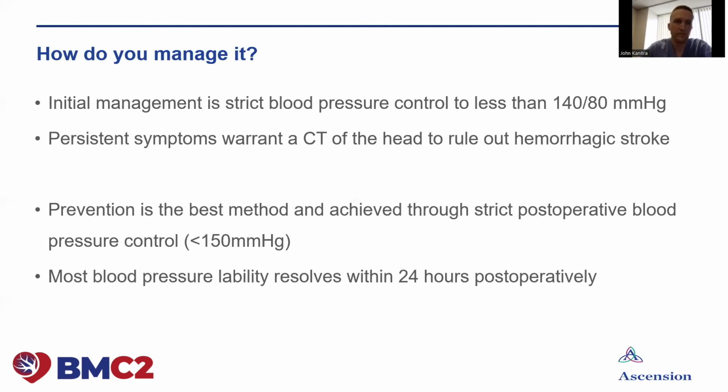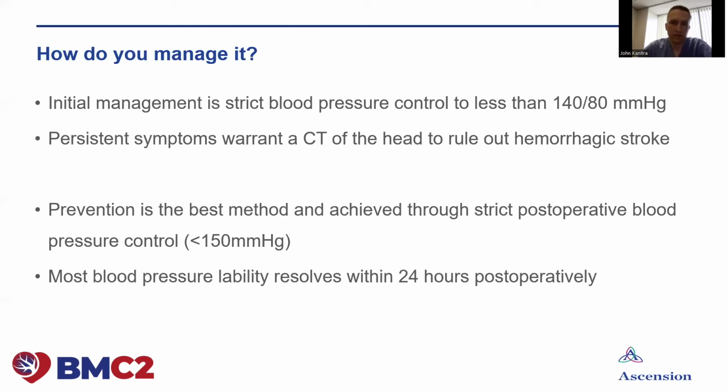So how do you manage this? Well, as you might imagine, initial control is just blood pressure control. So if you have a patient who starts complaining of a headache, now you want strict blood pressure control to under 140/80. If they continue to have symptoms or they worsen, or especially if it's any of the harder symptoms such as a focal neurologic deficit or loss of consciousness, you need to do a CT scan to rule out a hemorrhagic stroke.